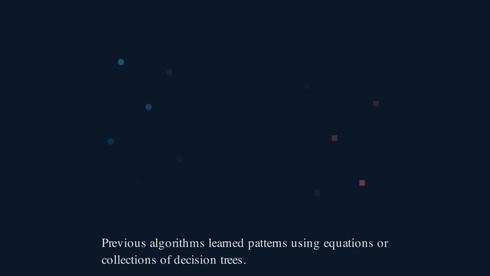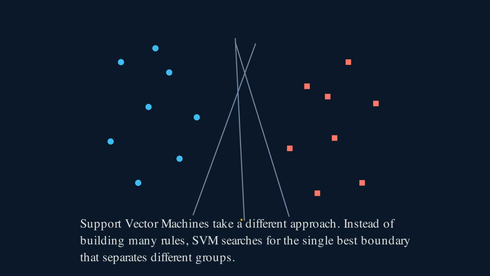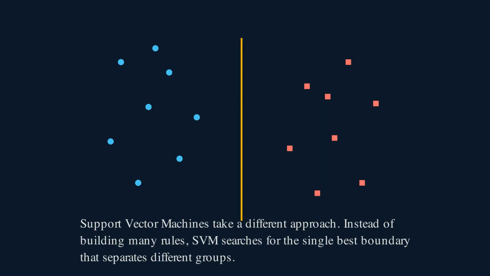Previous algorithms learned patterns using equations or collections of decision trees. Support vector machines take a different approach. Instead of building many rules, SVM searches for the single best boundary that separates different groups.